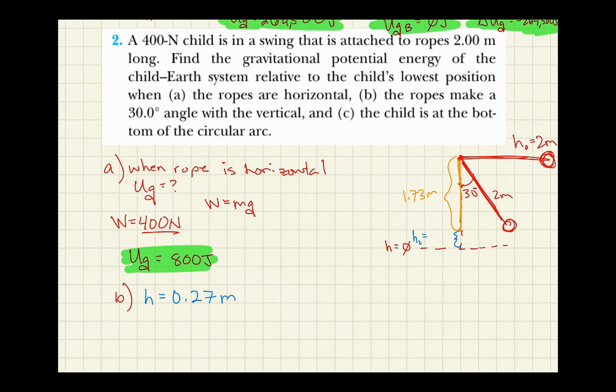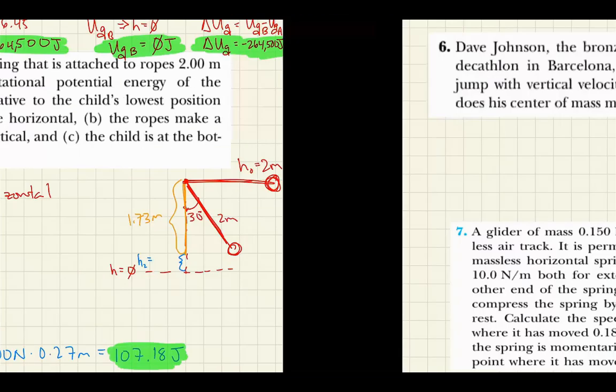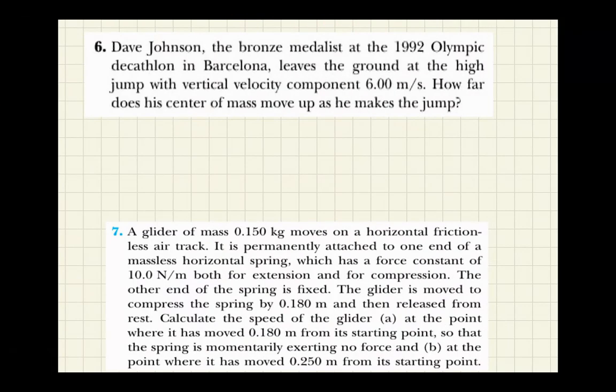So in this case, I'm doing UG equals mgh. That's 400 newtons times 0.27 meters, which is 107.18 joules. So that's that one. Last two.